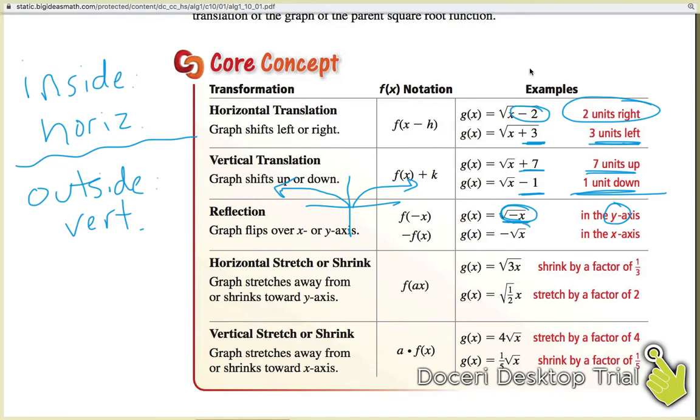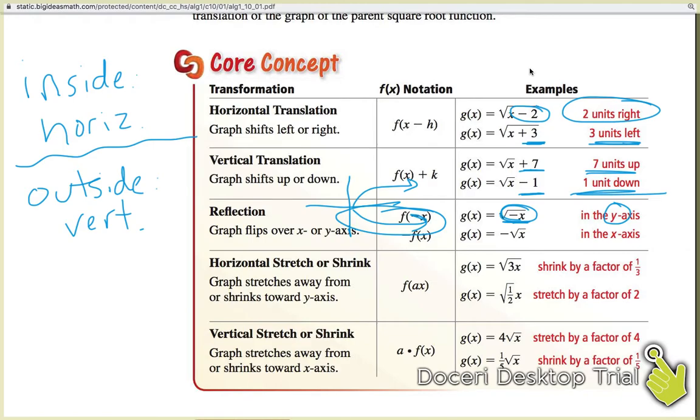Now this bottom one, if it's outside, it's going to be reflecting it over the x-axis. So instead of reflecting over the y-axis, I'm going to reflect over the x, and now it's going to be down here. It's going to be that bottom part of that parabola. Now if I have that negative outside the square root, right? So know your reflections. The other one that we have, horizontal stretch and shrink.